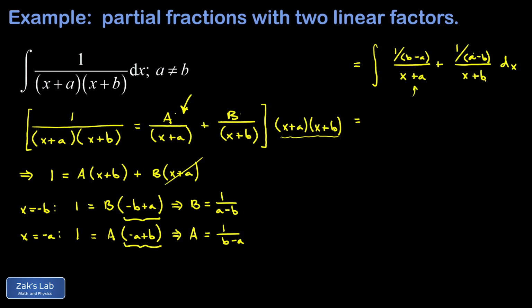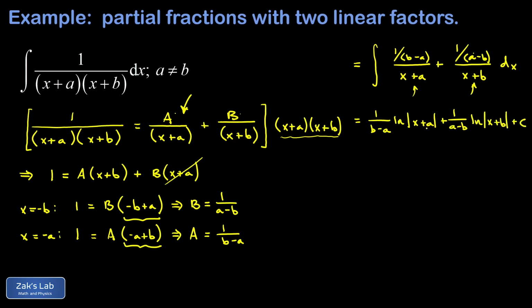So remember, x is the variable here, and I have some constants divided by this linear term x plus a. That integrates to a natural log of the absolute value of the denominator, and the same thing happens in the second one. So I end up with a 1 over little b minus little a, natural log absolute value x plus a, plus a 1 over a minus b, natural log absolute value x plus little b, plus c.